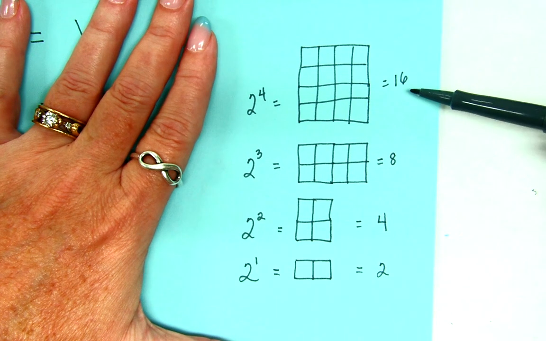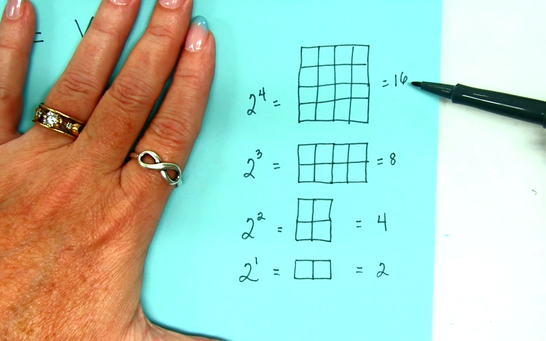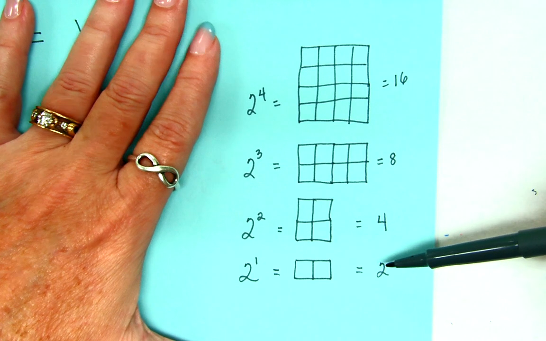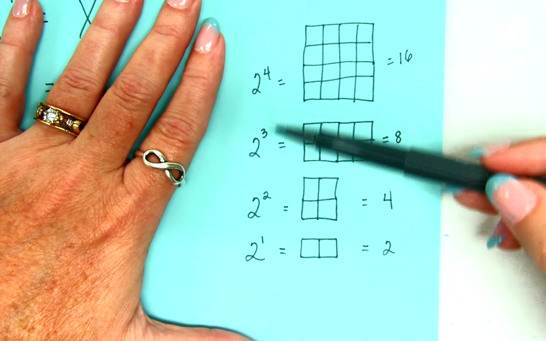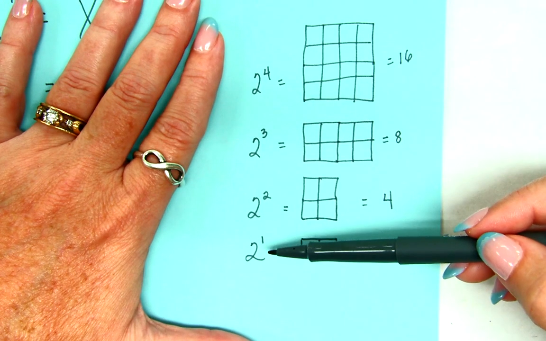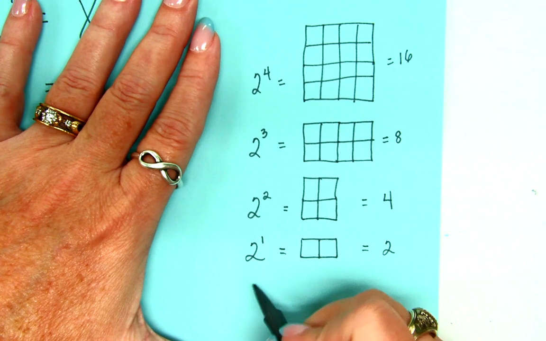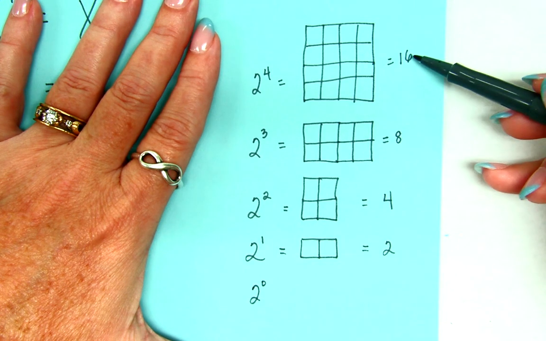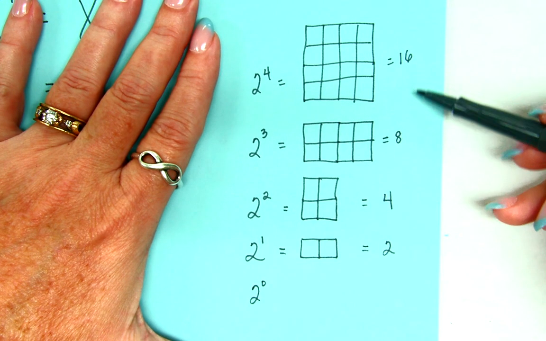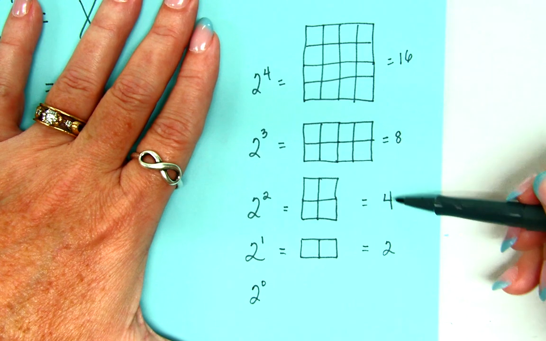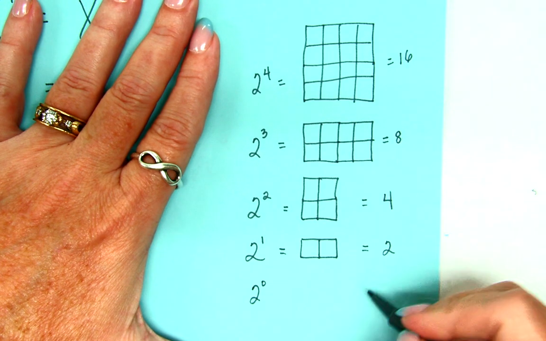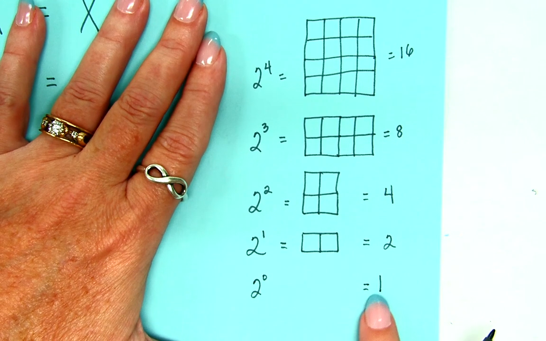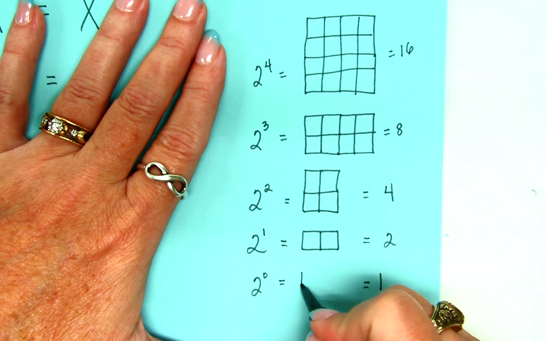What if I start over here on the number of blocks? What happens? I divide by 2 every time, right? Well, if I'm going 4, 3, 2, 1, isn't the next logical number 0, 2 to the 0? And if I'm dividing by 2 every time, divide by 2, divide by 2, divide by... What's this divided by 2? 1. What's 2 to the 0 power? 1. It's 1 block.